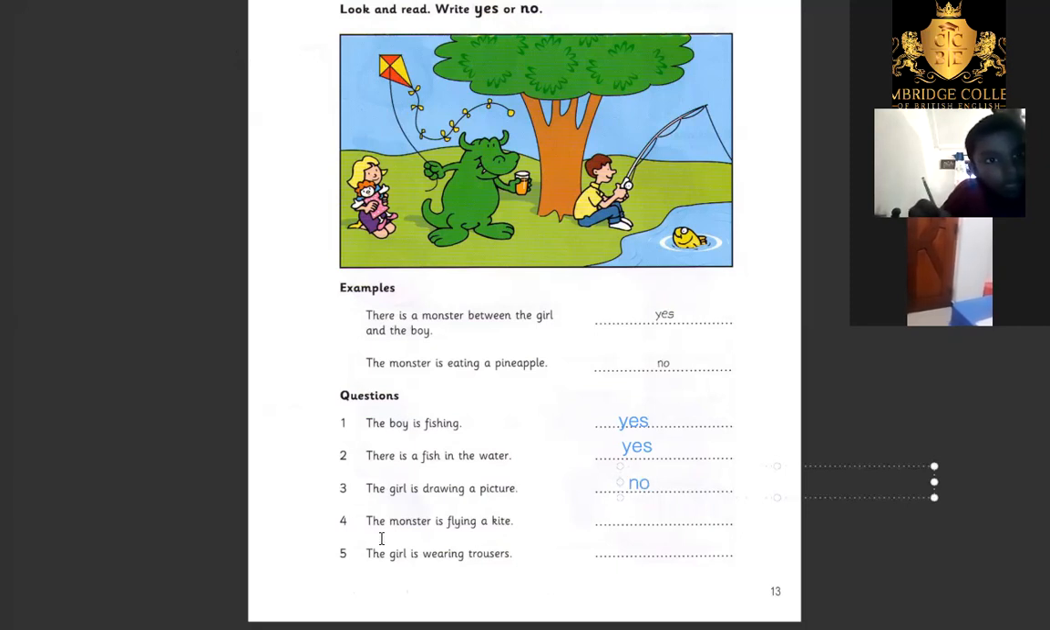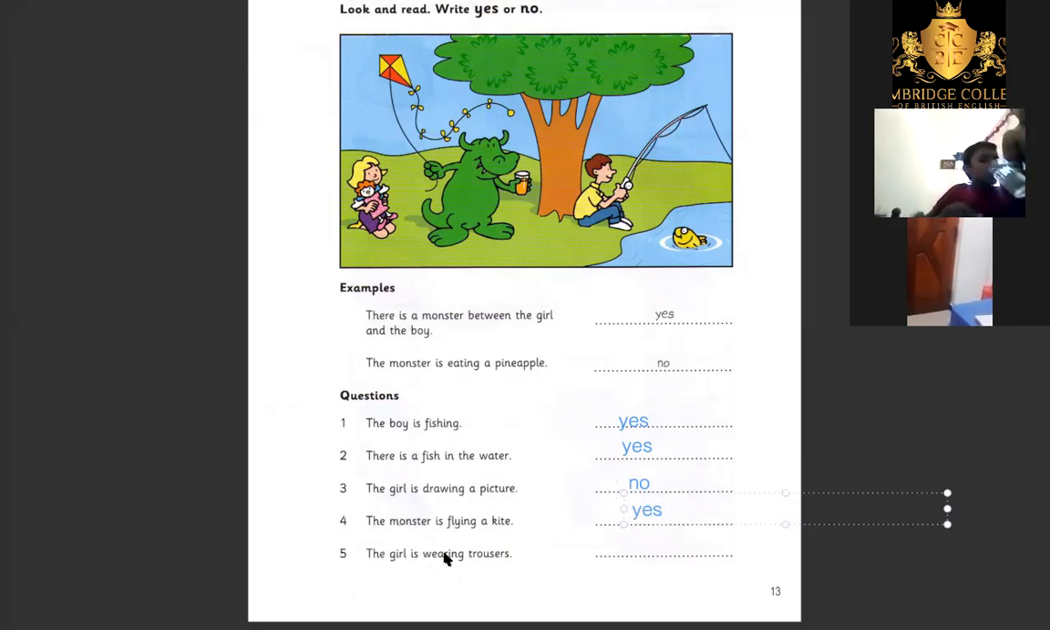Next one. The monster is flying a kite. Yes or no? Yes. Answer is yes. Then write the word yes.